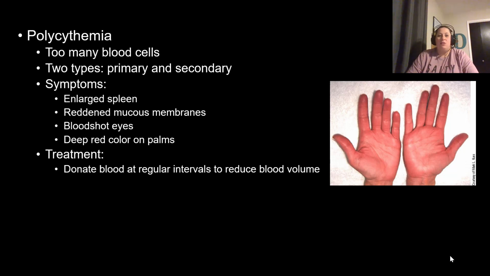Symptoms with polycythemia are an enlarged spleen, reddened mucous membranes, bloodshot eyes, and deep red coloration of the palms. The palms of the hands get very, very red. Now, treatment is to donate blood at regular intervals. Because you're making so many of these red blood cells, you are able to give them more freely. So every chance that you have that you get the okay, they would want you to donate blood. This would help with your symptoms, and it also would help others.